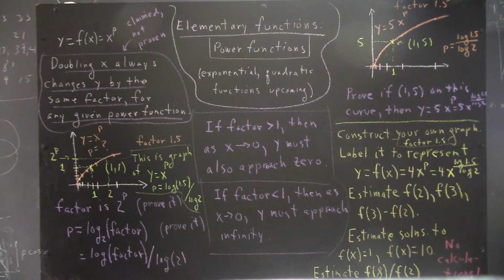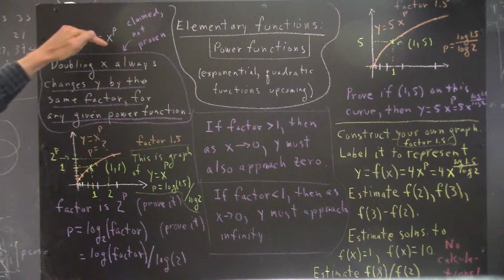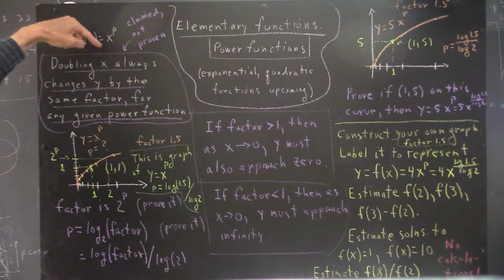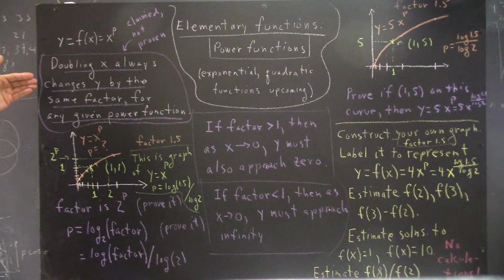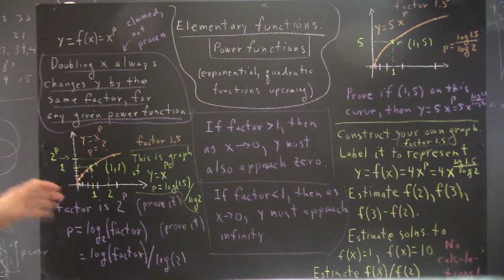So, we claim, but we haven't proven, that whenever you have a power function, doubling the value of x always changes y by the same factor for any given power function. Okay, now this is actually easy to prove. The harder thing to prove is that if doubling x always changes y by the same factor, then what you have is a power function. That's a completely different statement. It's a converse of this statement, essentially, and very much more subtle to prove that one.